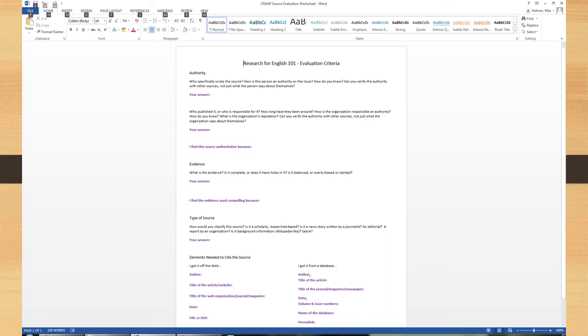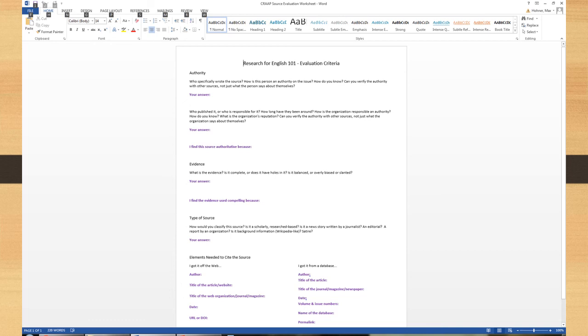And then type of source: is it popular or scholarly? And then there's the actual information you would use when you're citing the source in your works cited in your paper. So that'll help you have that information ready if you fill out that part of the worksheet.